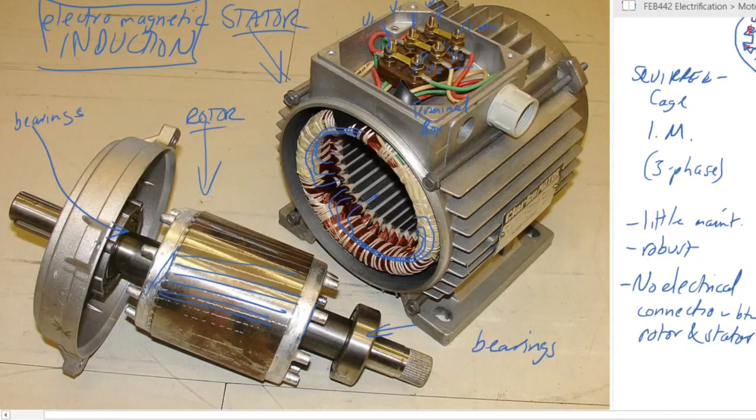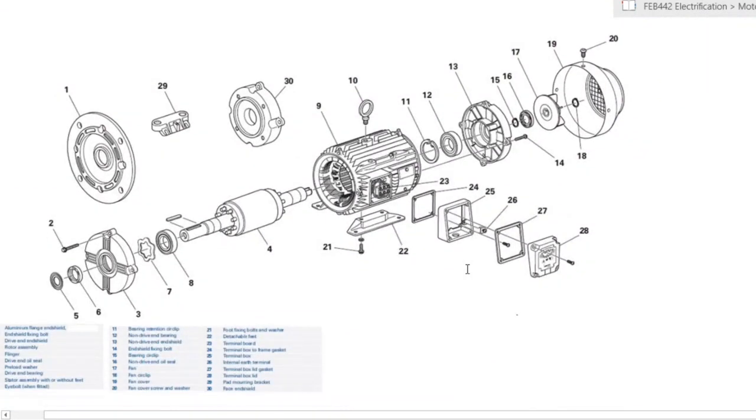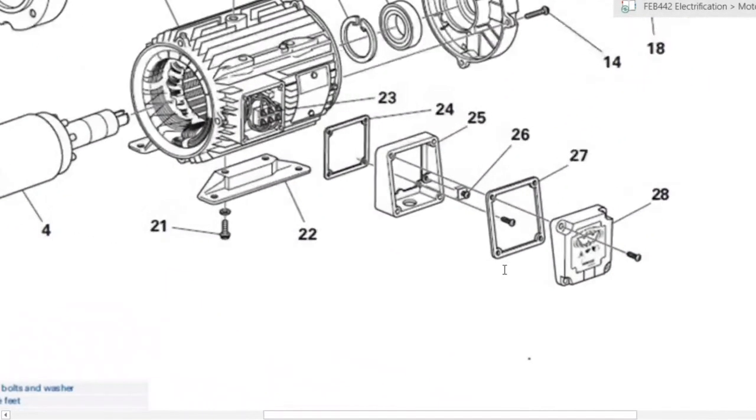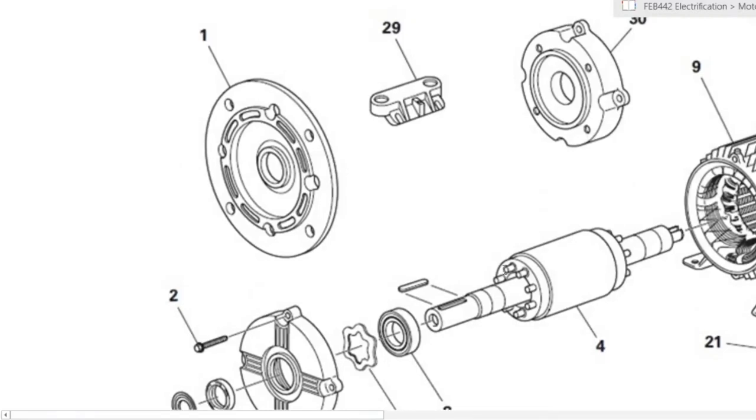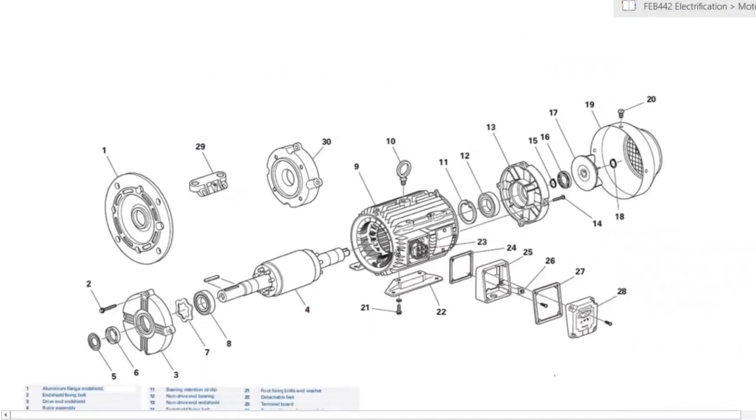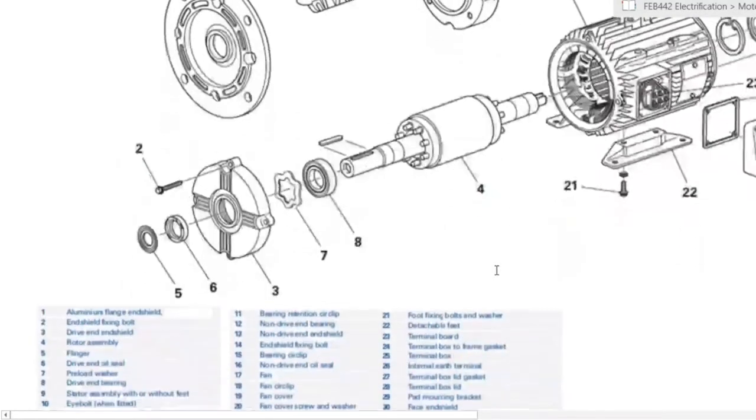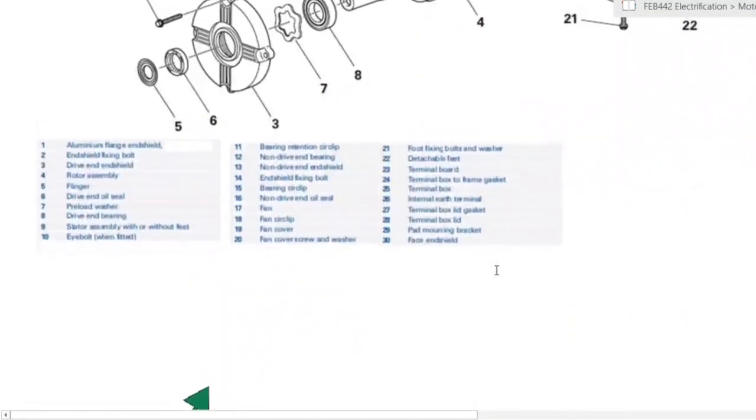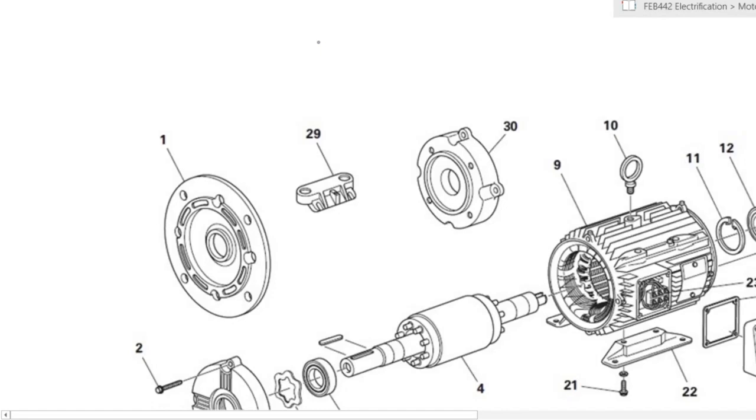Right, so we've looked at the types of motors. We've looked at the three-phase induction motor. Let's look a bit more into the construction of the three-phase induction motor. This is an exploded view of the motor, which shows some of the parts that we have already mentioned. Number 9 is the stator assembly, which is over here. We've already talked about that. In the stator assembly, you have the windings which are mounted within, running from front to back.